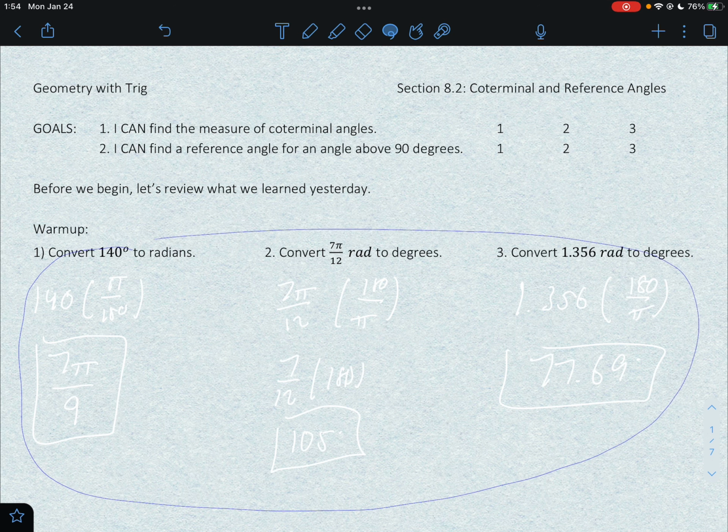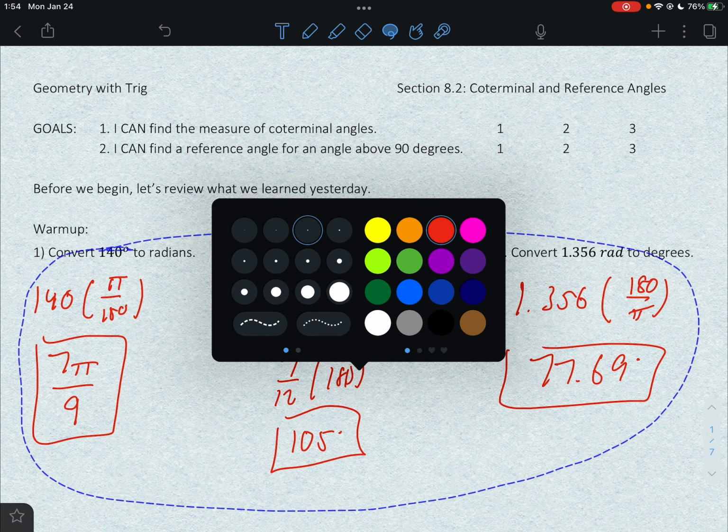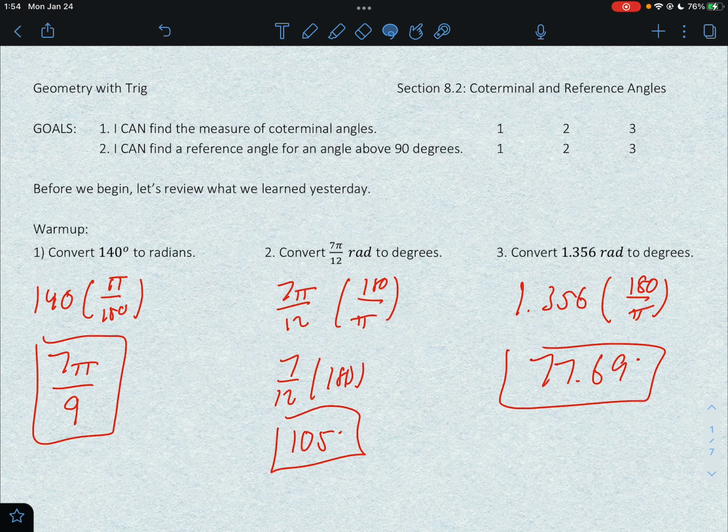Okay, so let's take a look at our answers for our warm-up problems and the work that goes along with it. Pretty important that we know how to convert back and forth for the rest of this chapter. So for now, let's take a look at what we're learning today.